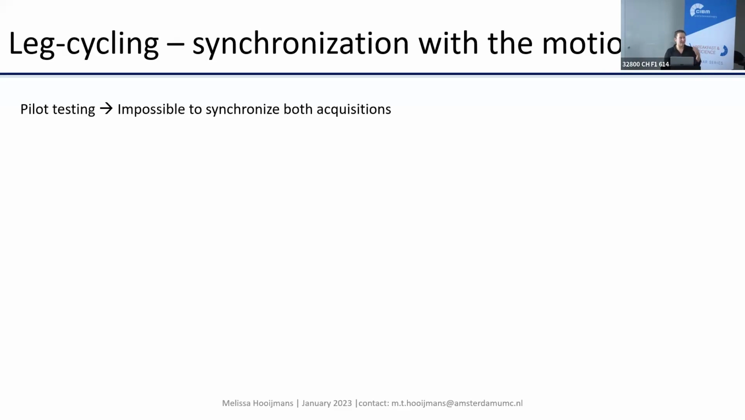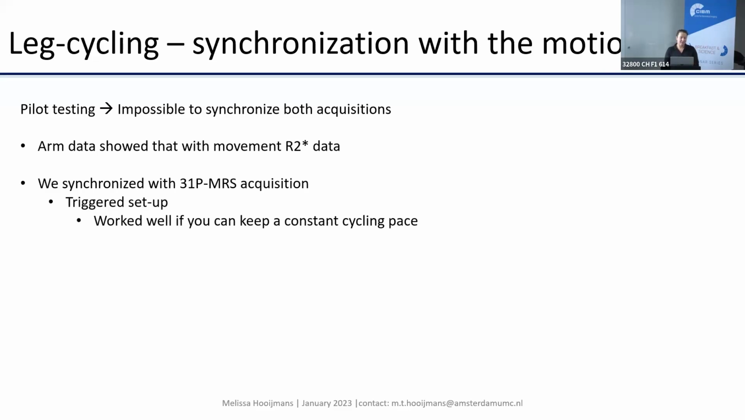And we realized along the way that it's impossible to synchronize both the phosphorus spectrum and the T2 star acquisition with the motion cycle. Based on our data quality of the arm experiments, where we already couldn't use the T2 star data during the cycling experiment, we decided to go for synchronizing only the phosphorus data with the motion cycle. For that, we started with telling participants to follow a rhythm on a screen outside to fixate the rhythm, and then time it according to their cycling motion we forced upon them.